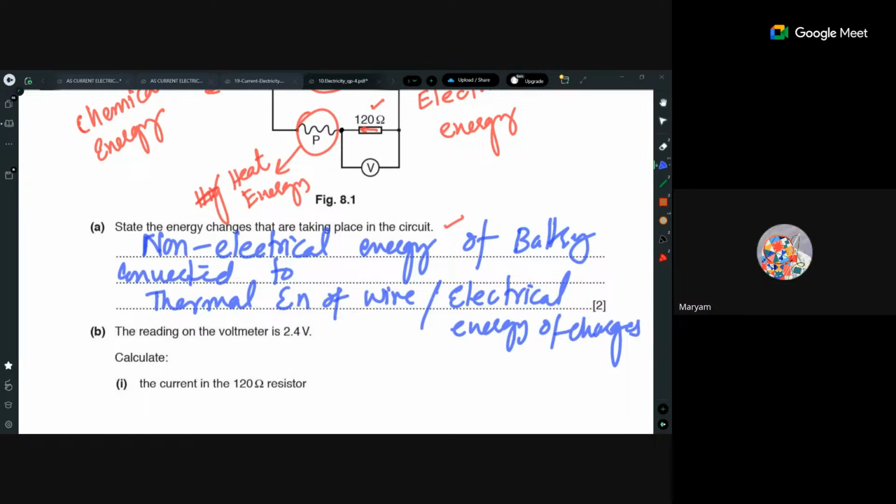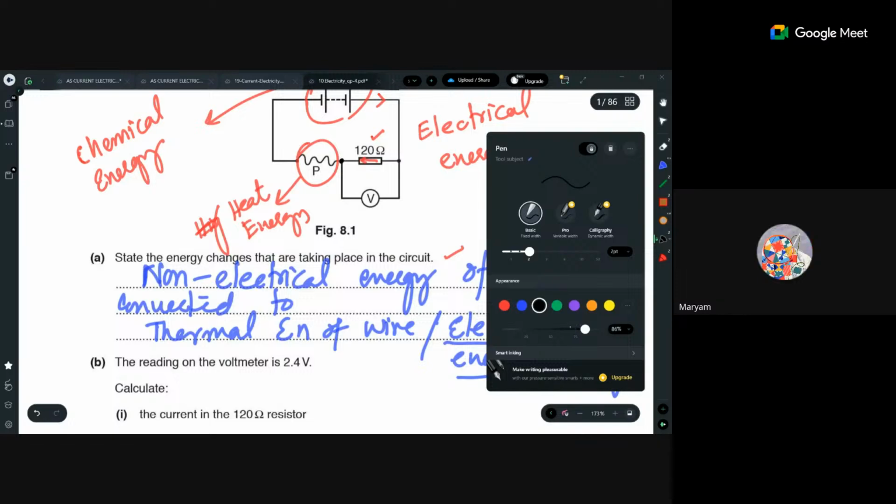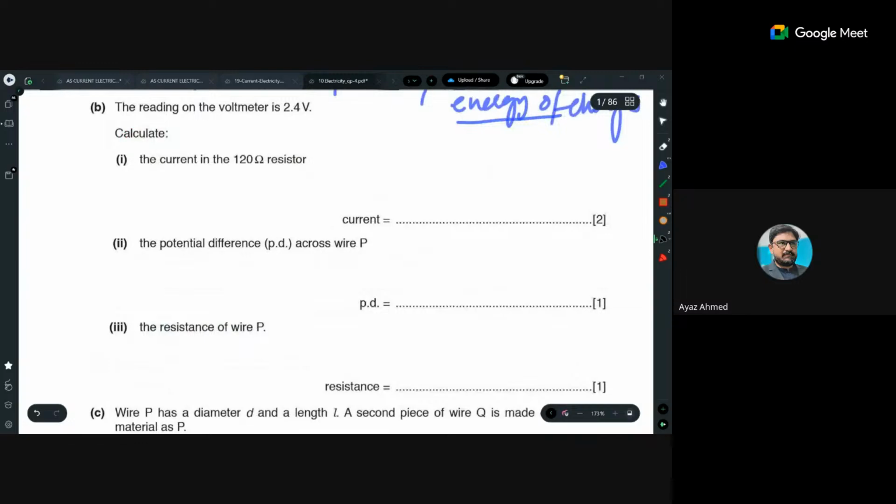Right? Is there any question or any confusion in that first point? Is it necessary to mention the thermal energy? Yes, because in the wire heat would be produced. That's why the question is asked. Otherwise, if you write that the non-electrical energy of the battery is converted into electrical energy of the charges, that would be fine, but it would not give you complete 2 marks. We have to discuss that in detail. Okay, the next is, this is the entire area where we have to discuss that.